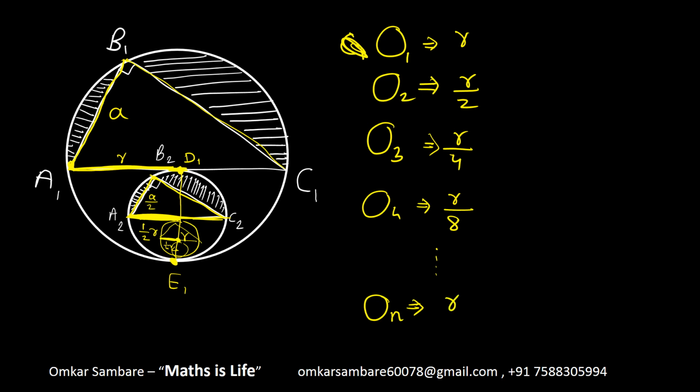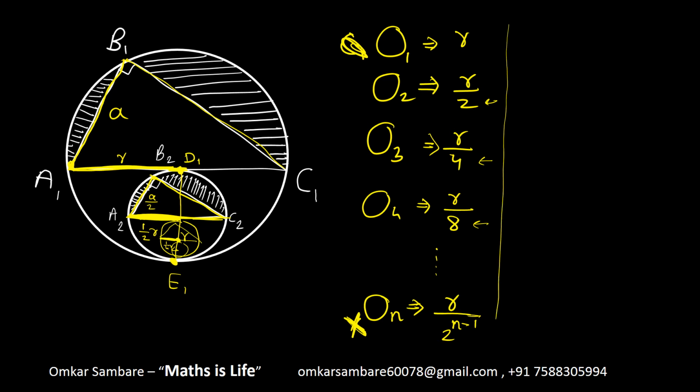For circle n the radius will be r by 2 raised to n minus 1. Is it correct? Yes, because it is 2 raised to 1 for the second circle, 2 raised to 2 for the third circle, and 2 raised to 3 for the fourth circle. So for the nth circle it will be 2 raised to n minus 1. But this is for infinite circles, so we will not use this part, because it is going towards infinity and we cannot take n there. Okay, this is for circles.